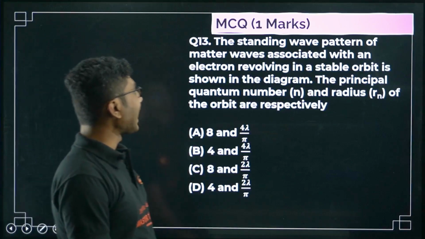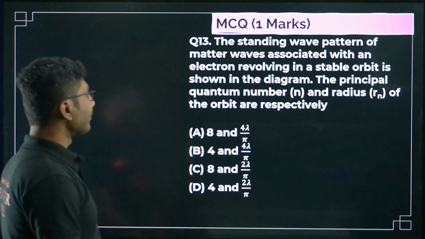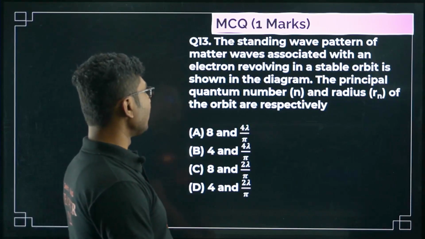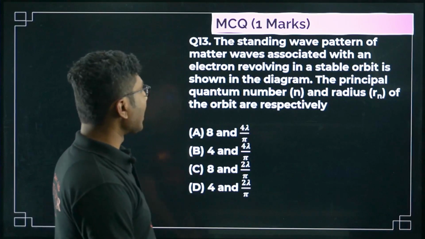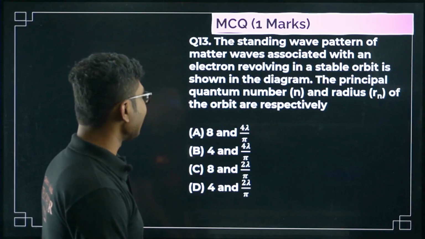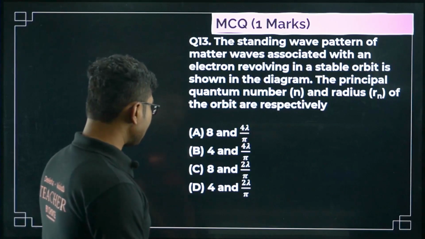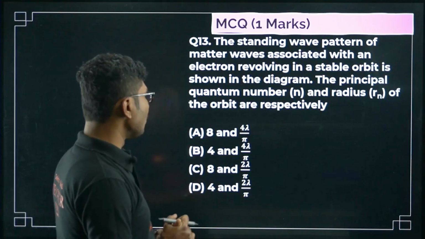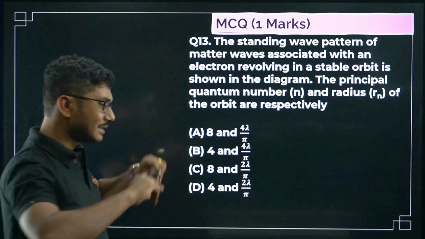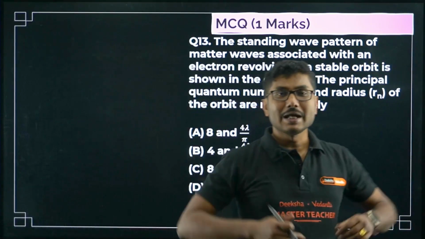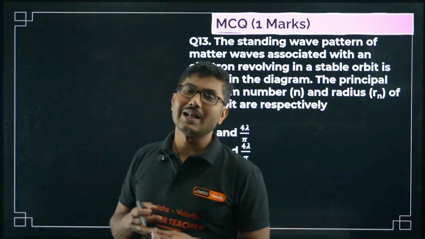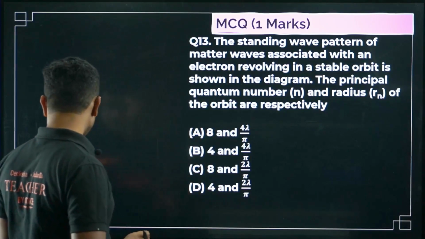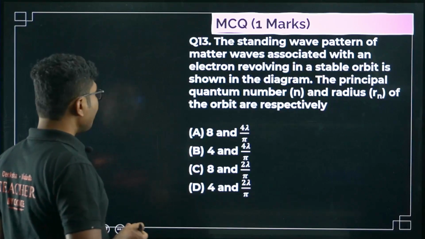Next question: the standing wave pattern of a matter wave associated with an electron revolving in a stable orbit is shown in the diagram. The principal quantum number n and the radius rn of the orbit are respectively what? I think the diagram is missing in this question. So it will be nh by 2 pi, and based on whatever diagram is given, we have to answer it. I will answer this question in the live session as well, and at that time I will bring the diagram. For now I am skipping this question because the diagram is missing.